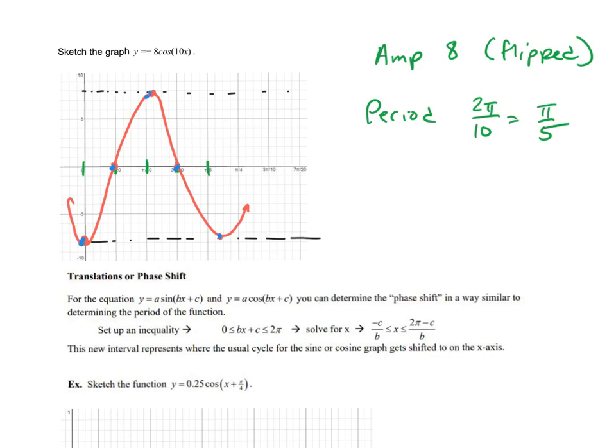But you'll notice this didn't take very long, and it's really nice when you're doing problems to be able to visualize the graph and give a quick sketch of it.